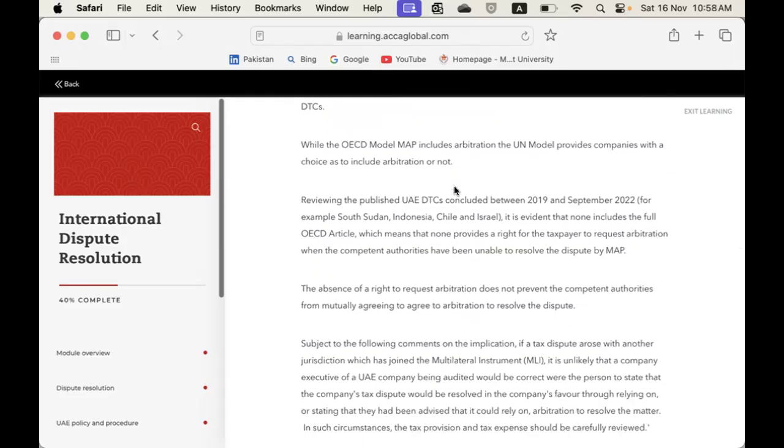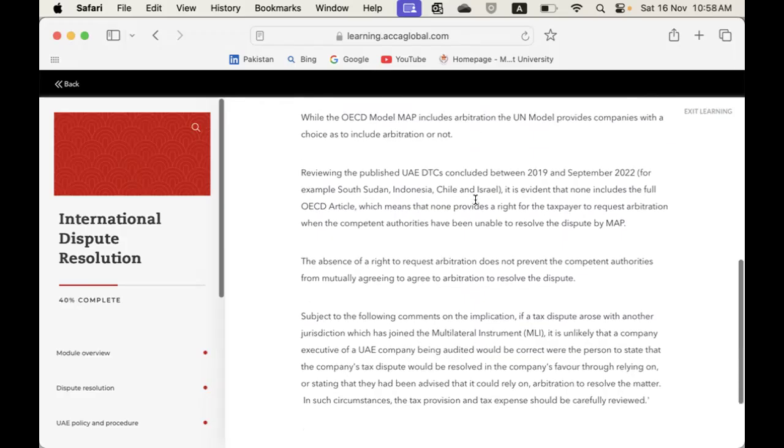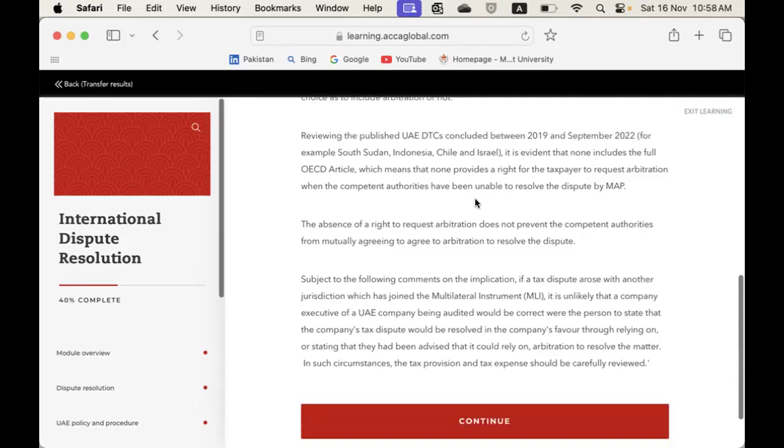While the OECD model MAP includes arbitration, the UN model provides countries with a choice as to whether to include arbitration or not. That's a big difference. So the UN model provides a choice to include arbitration or not, but the OECD model mandatorily includes the arbitration clause. It is compulsory there.